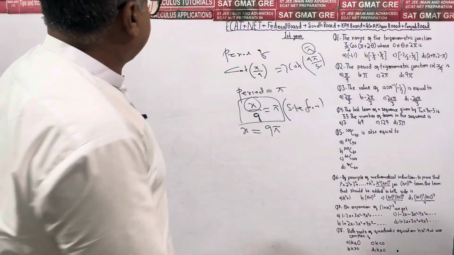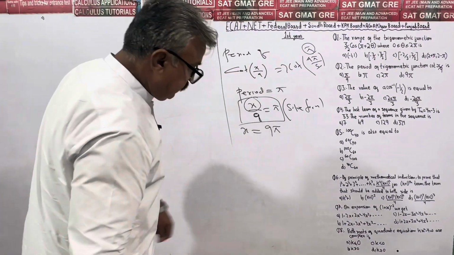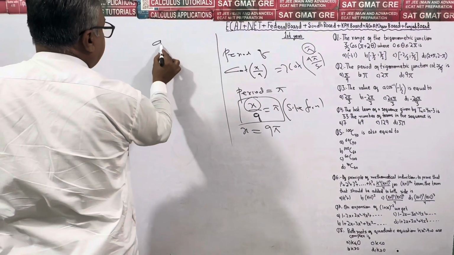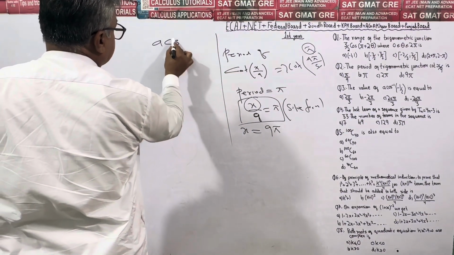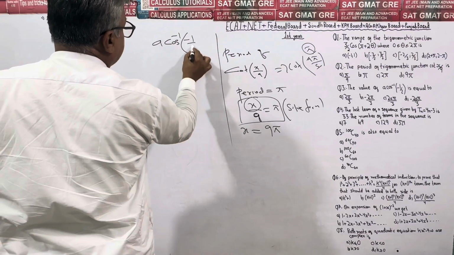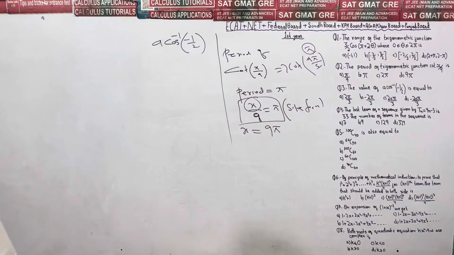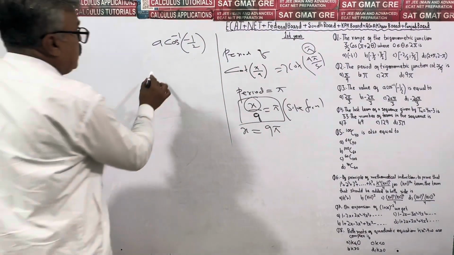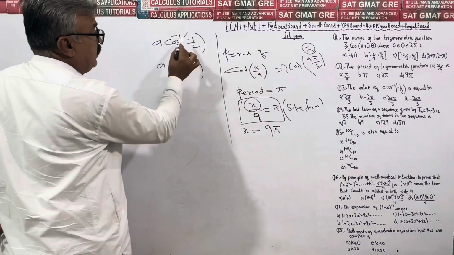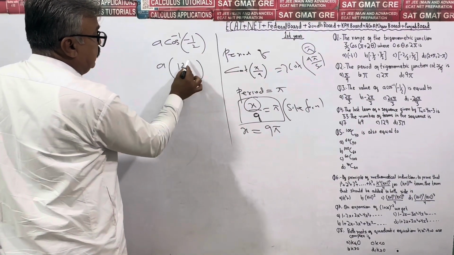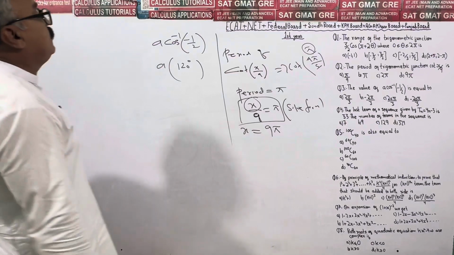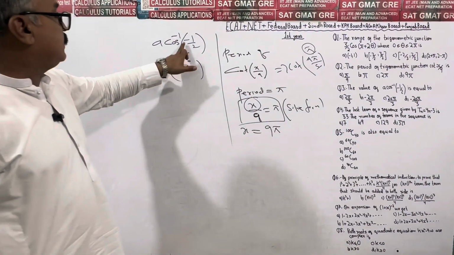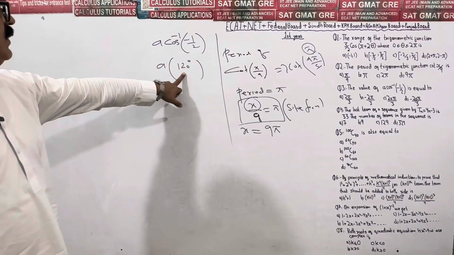Okay. The second question is based on trigonometry as well. It asks for a times cos inverse of negative 1 upon 2. Cos is negative 1 over 2 when the angle is 120 degrees.